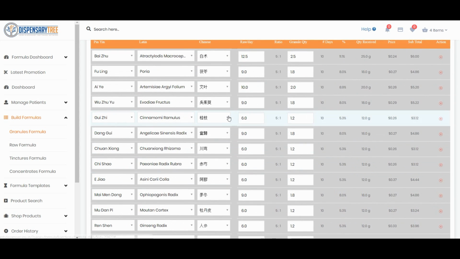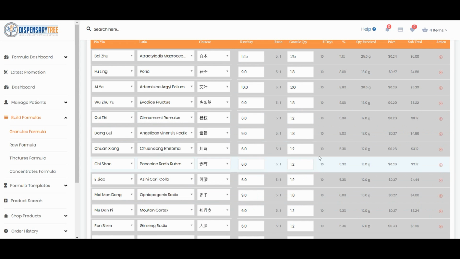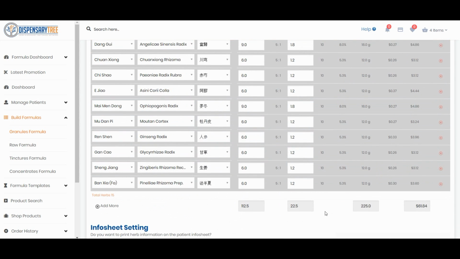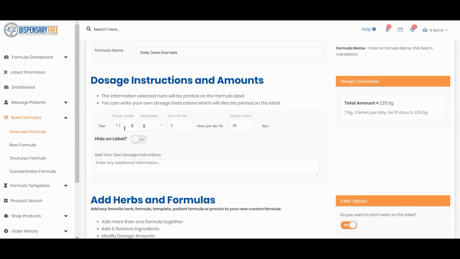But here, now we have a bunch of herbs here, and the raw amount divided by the ratio times that. So now we have a total of 225 grams for this formula, and 7.5 grams 3 times per day for 10 days is 225 grams. And if you just want them 2 doses per day, now they're taking about 11.3 grams 2 times per day for 10 days, right?